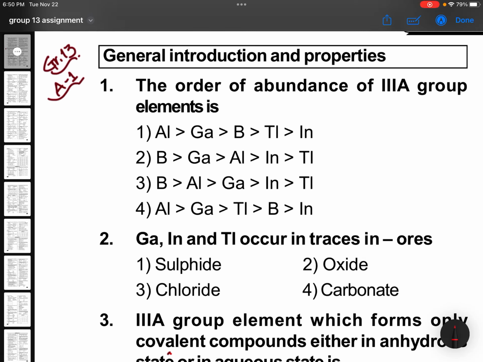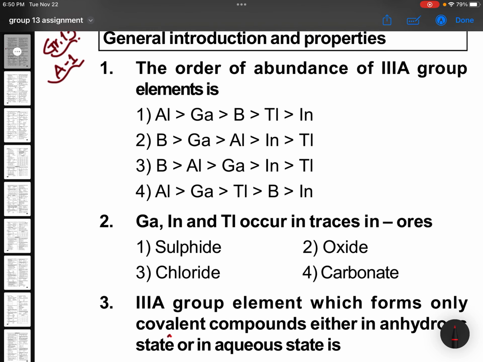Group 13 elements, Class 11, P block elements. Group 13 and Group 14 are in the P block of Class 11. We'll discuss a few objective questions related to them. General introduction and properties. In this assignment, we actually have 64 questions. If possible, all 64 in a stretch, otherwise 30-30, or 30 to 32 like that.